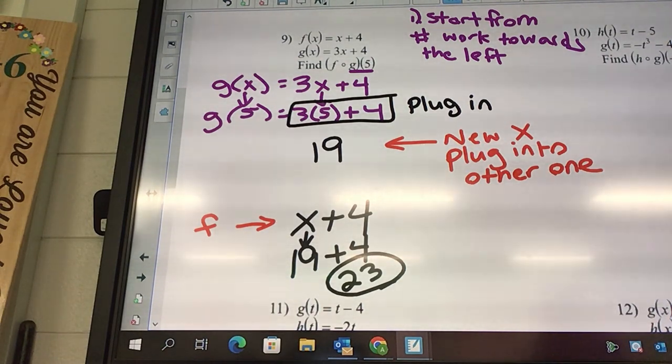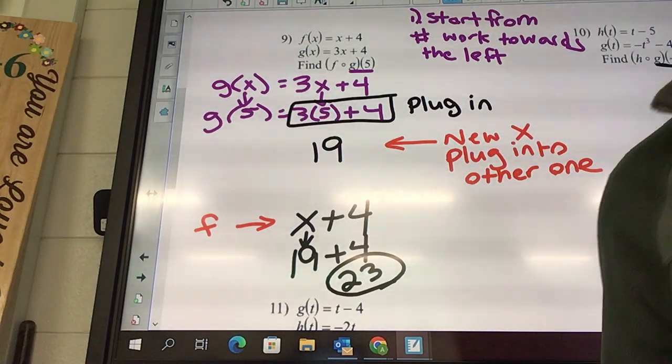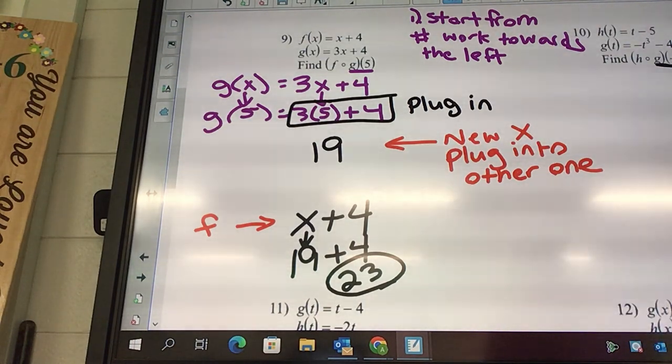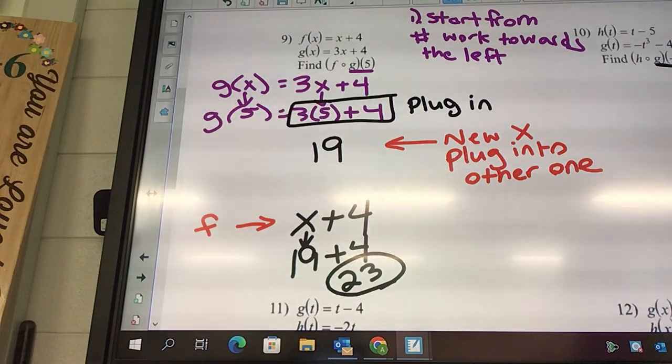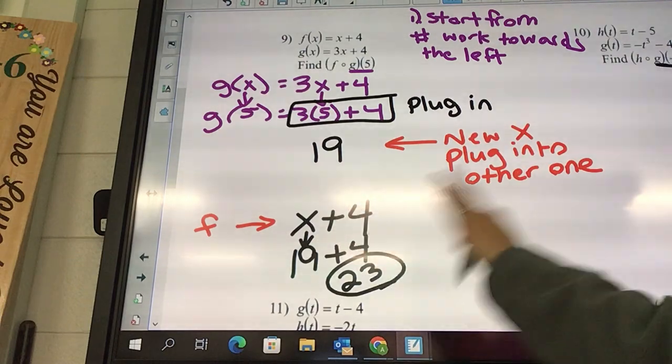You have to start with the g first. You have to start with whatever's next to the number. So in this case, it's g. What about 11? Well, h, and then g. h comes first, so that's why I said start from the number and work towards the left.